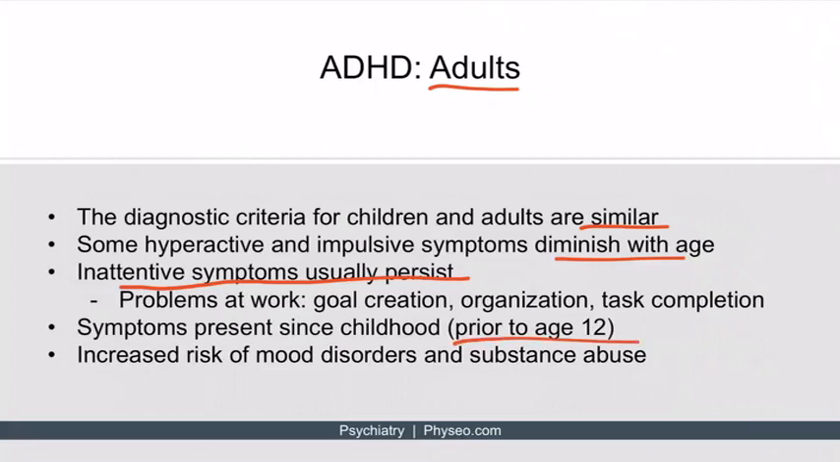Finally, adults with ADHD are often described as irritable or anxious, and they are at an increased risk for mood disorders and substance abuse due to the effects of their illness or impulsive decisions that lead them to substance abuse. All right, let's review what we've covered so far with a question.